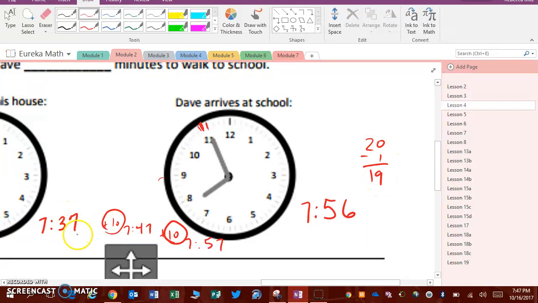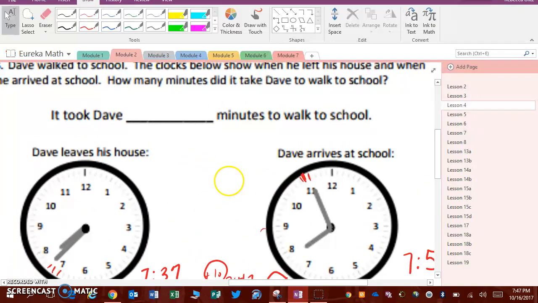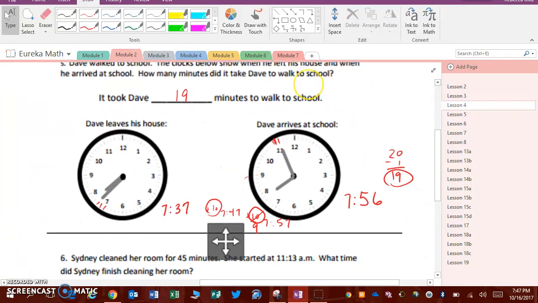So I'm counting up from 37 to 56. 47, 57, but that's 1 too many. So this really has to be a 9. 10 plus 9 is 19. Okay? So it took Dave 19 minutes to walk to school.